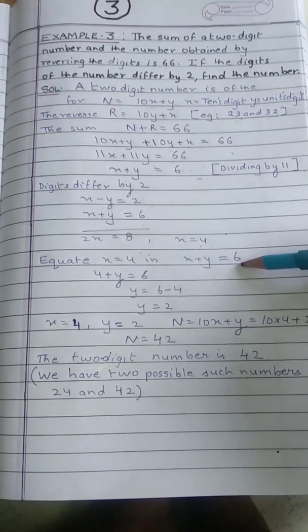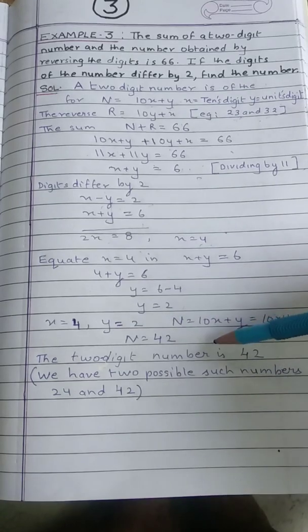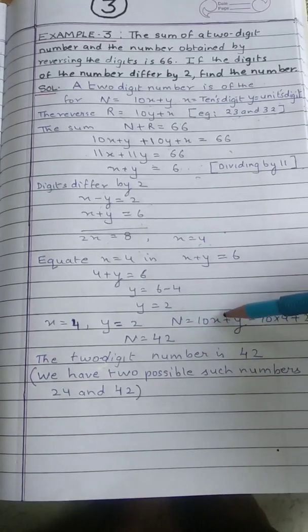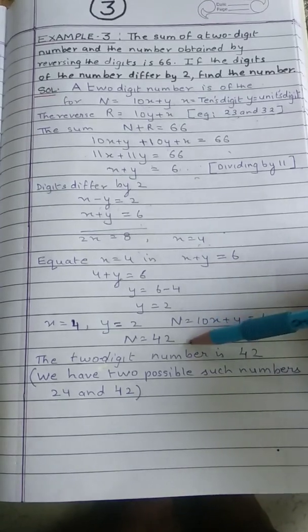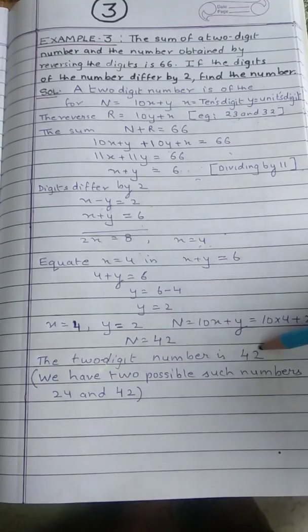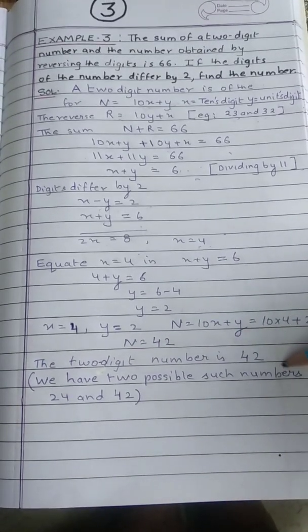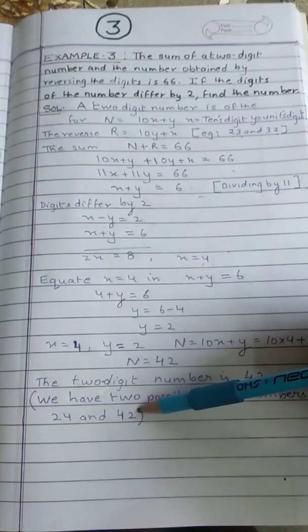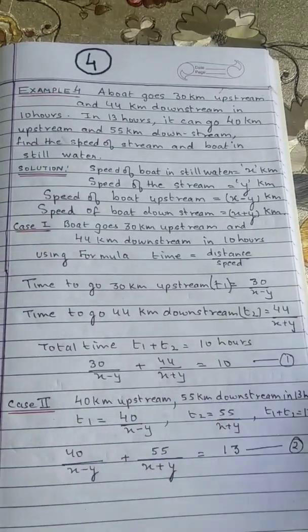x plus y equal to 6. We get y is 2. So the number becomes 10x plus y. Put the value of x 4 and y 2. The number becomes 40 plus 2, 42. The two-digit number is 42. We have two possible answers of this, 24 and 42.